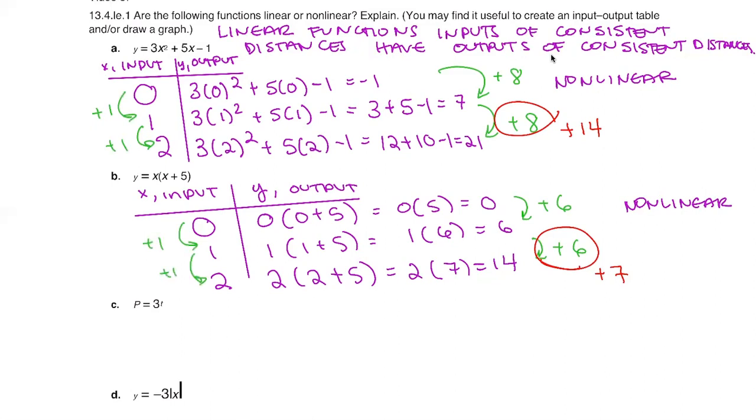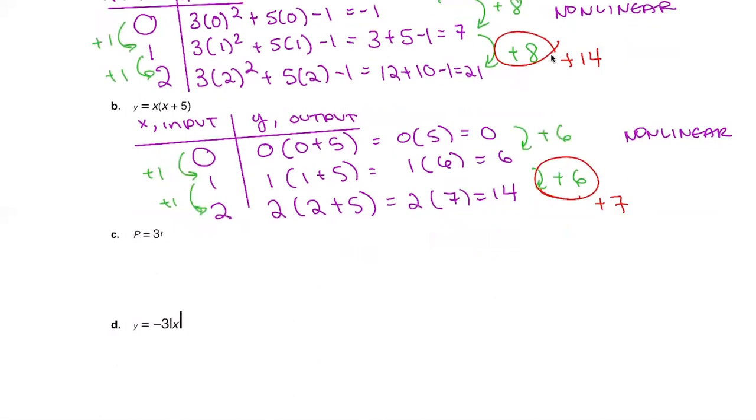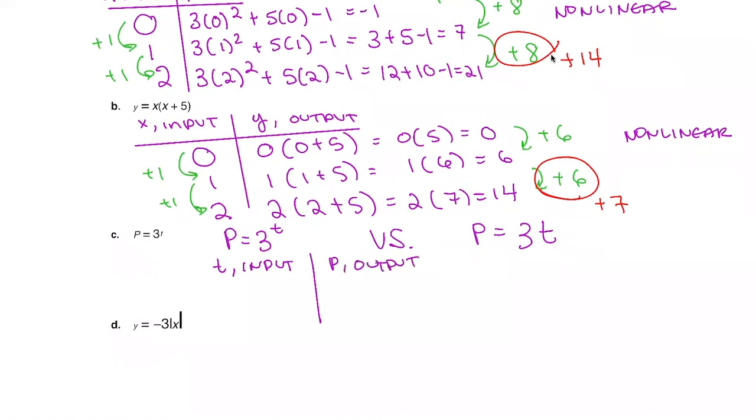Let's interpret C in 2 different ways. P equals 3 to the exponent t will be one way. P equals 3 to an exponent of t versus P equals 3t, because the text is a little bit funky. So we're going to have our input t and our output P. I'm going to put 0 for t. 3 to the exponent of 0 is equal to 1. I'll put 1 for t. 3 to the 1 exponent is 3.